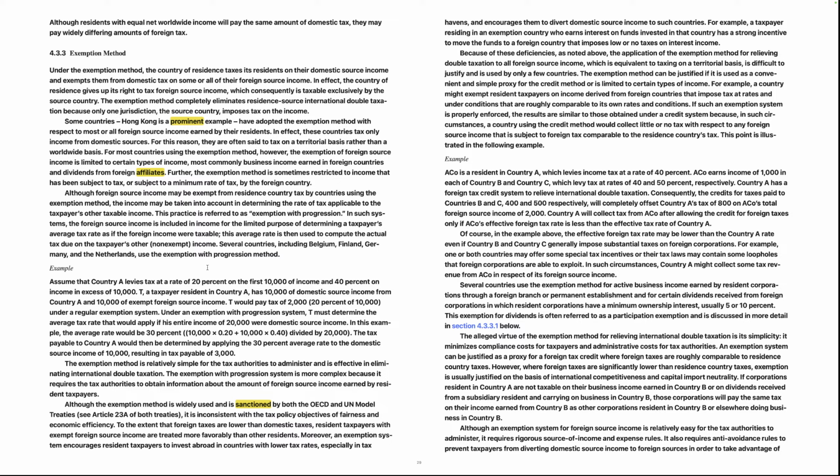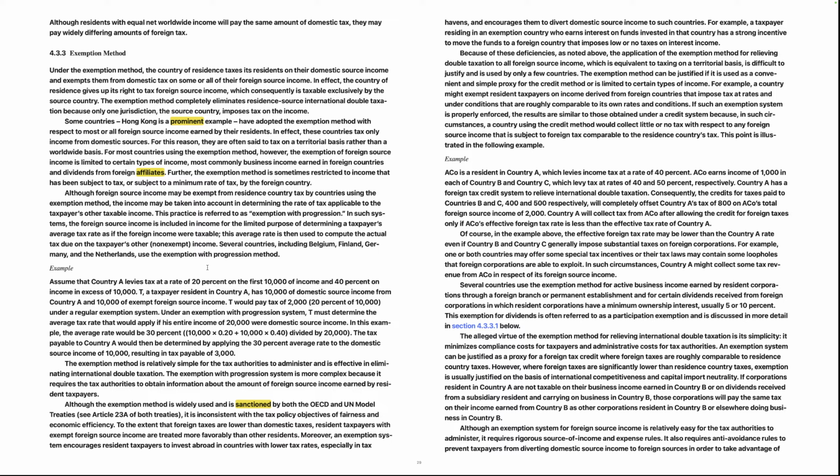For example, a country might exempt resident taxpayers on income derived from foreign countries that impose tax at rates and under conditions that are roughly comparable to its own rates and conditions. If such an exemption system is properly enforced, the results are similar to those obtained under a credit system, because in such circumstances, a country using the credit method would collect little or no tax with respect to any foreign source income that is subject to foreign tax comparable to the residence country's tax.